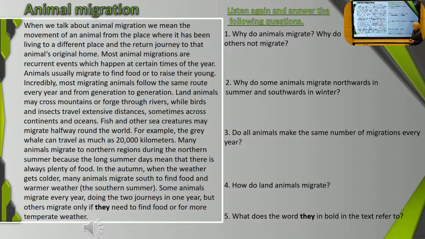For example, the grey whale can travel as much as 20,000 kilometers. Many animals migrate to northern regions during the northern summer because the long summer days mean that there is always plenty of food. In the autumn, when the weather gets colder, many animals migrate south to find food and warmer weather, the southern summer. Some animals migrate every year, doing the 2 journeys in 1 year, but others migrate only if they need to find food or for more temperate weather.